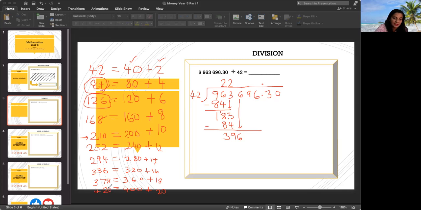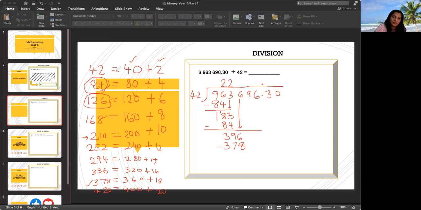That is 10 times 42. Over here, I have 396. I can't reach 420, but I have reached 398. Sorry, 378. So that would be my answer that I would write here. But how many times is that? How many times of 42 goes into 378?